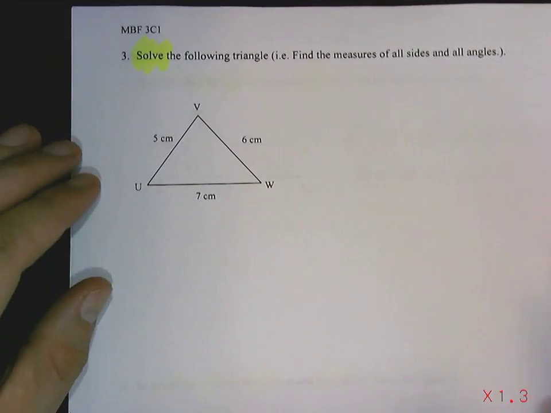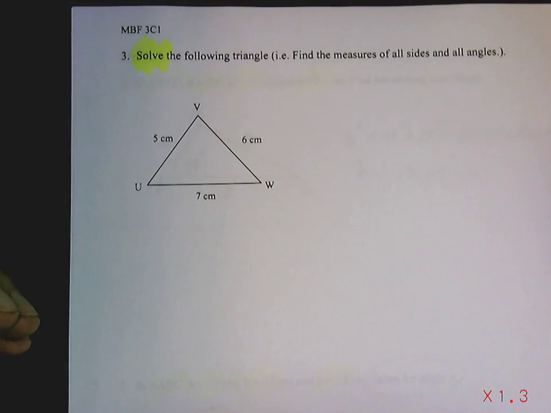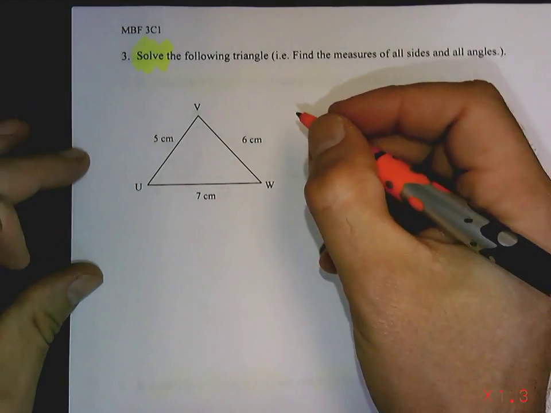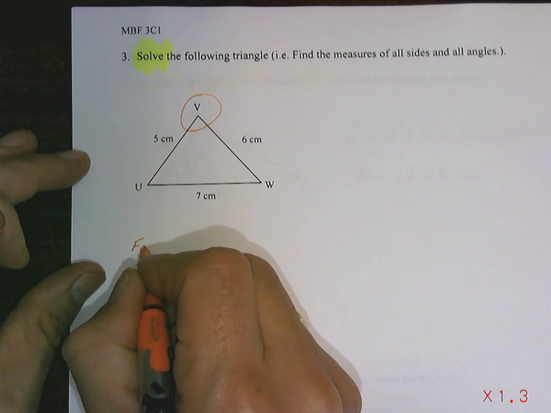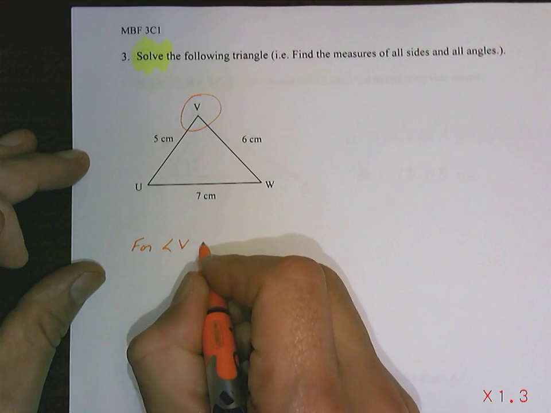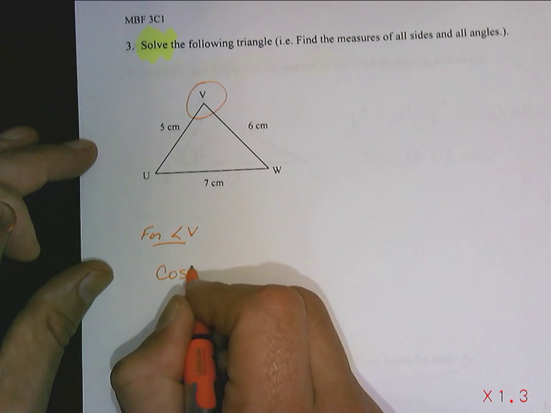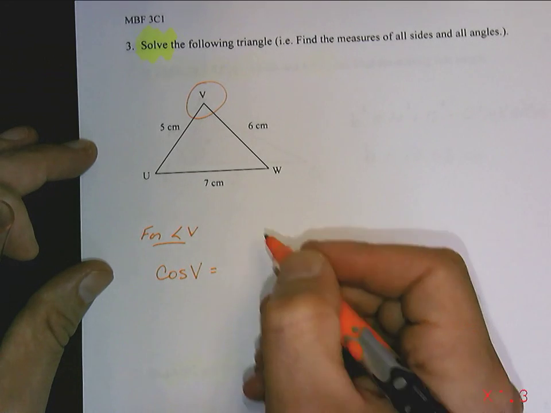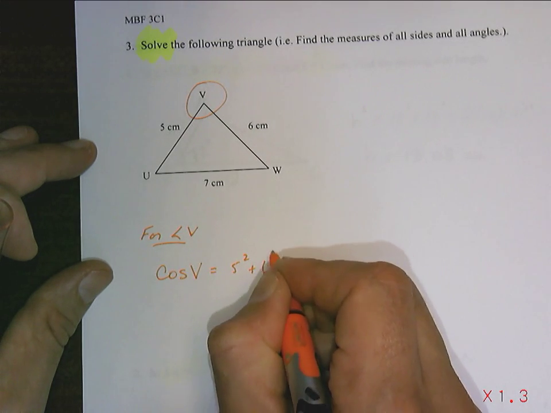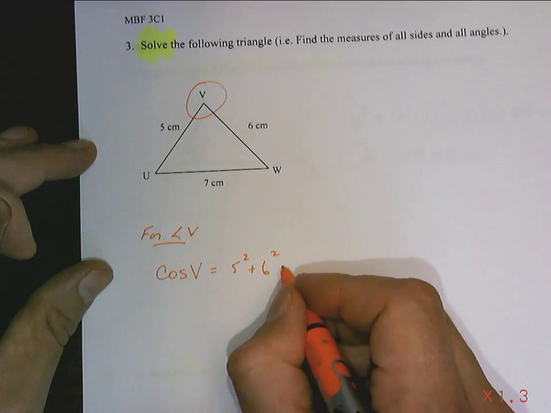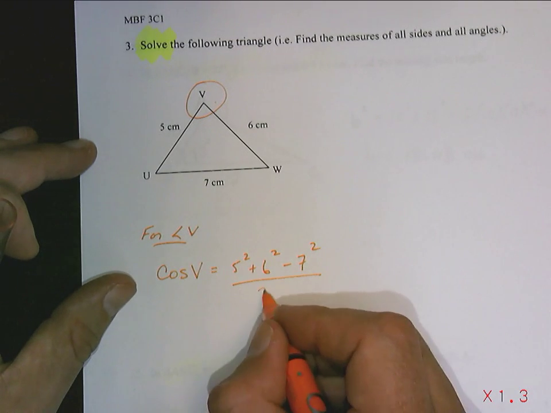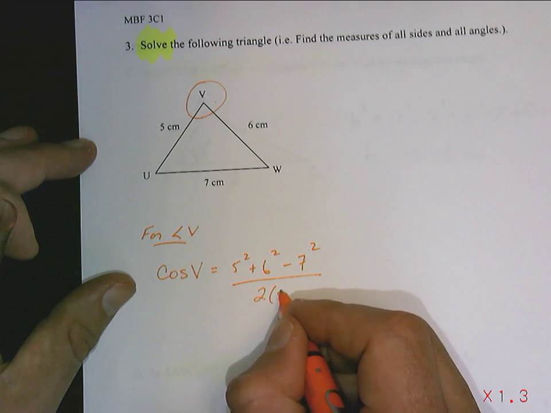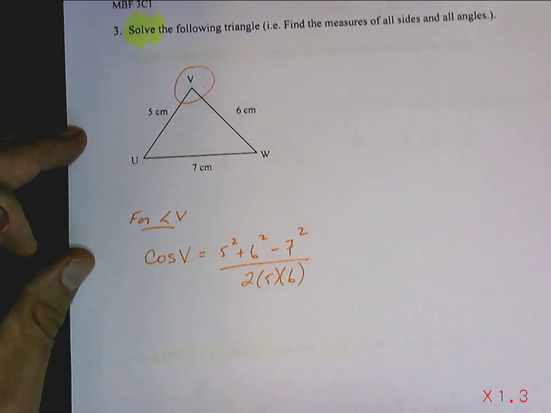So, taking a look at this, I have to make a choice now. Which angle would I like to go after first? I don't know. Why don't we go after V first? If I go after V, I'm going to say for angle V, cosine of V is going to equal the other two sides, 5 squared plus 6 squared. It doesn't matter if you put 6 squared then 5 squared. That'd be fine. Minus the side opposite the angle, 7 squared, over top of 2. We always get that 2. The other two sides. Okay?